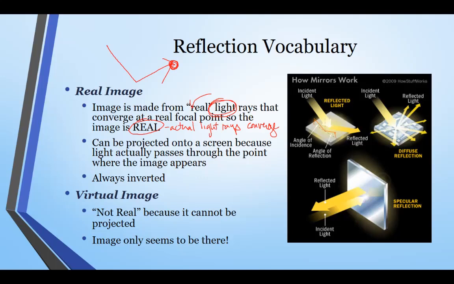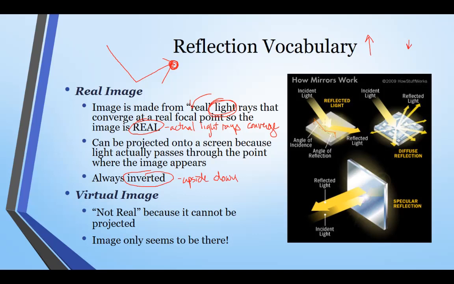This type of image can actually be projected onto a screen. So if you think about watching a film in a movie theater, or if you have a home theater set up, depending on how you do it, these are going to be real images. Now, what's tricky about this is that real images are always going to be inverted. Inverted means upside down. So if we have an arrow going up like this, the projected image is going to end up being projected upside down.